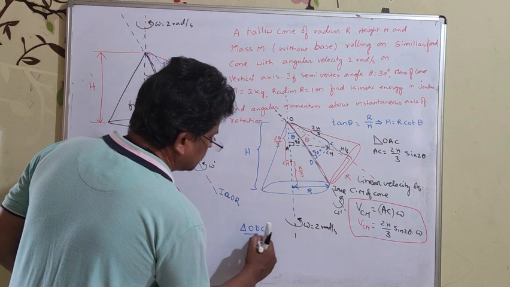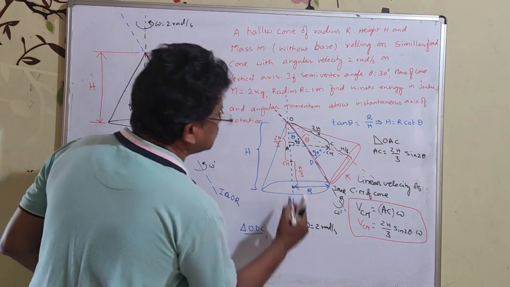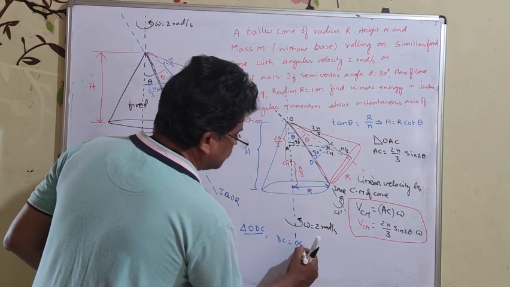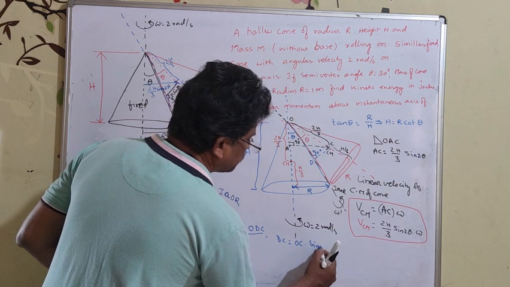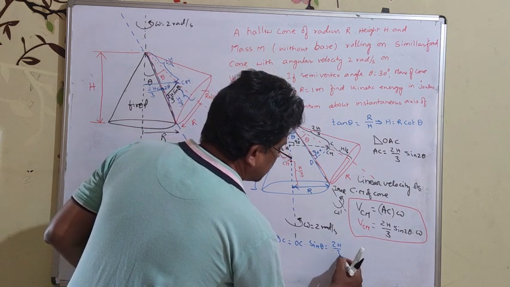DC is equal to OC into sin theta. This is equal to 2h by 3 sin theta.